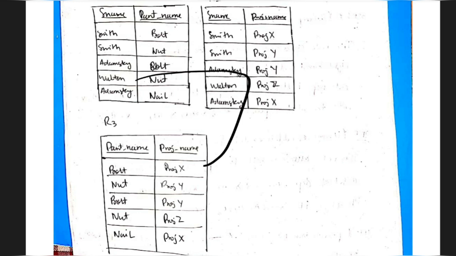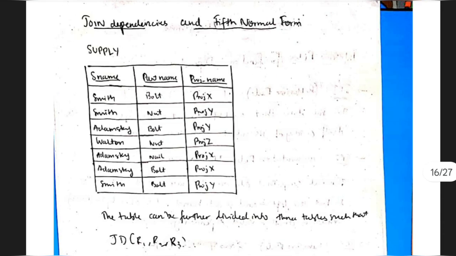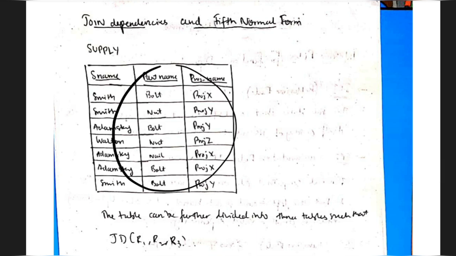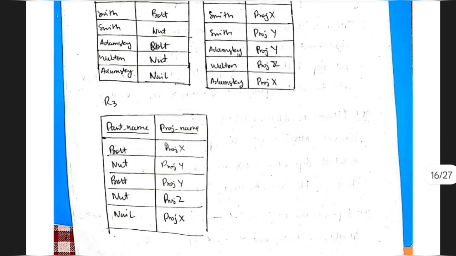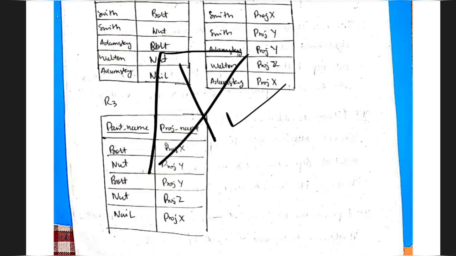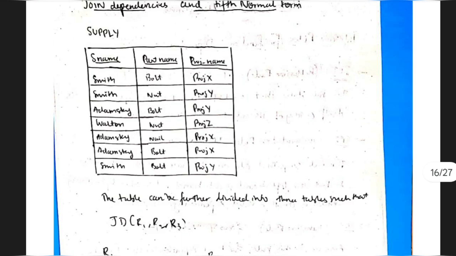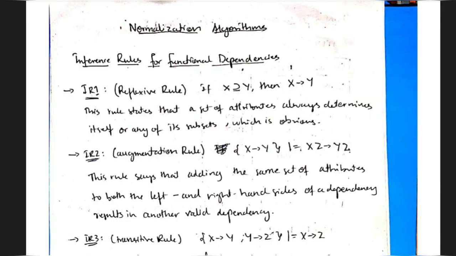By using these three tables, we can again form the original table. But here it is taking less space, and there is no redundant data. That is the main aim of fifth normal form. So that was all about the theoretical topics of normalization. The next one, we have the algorithms.